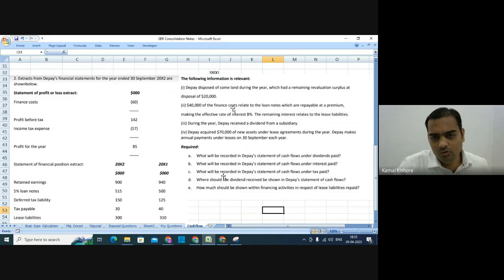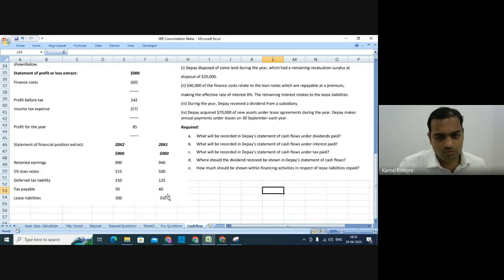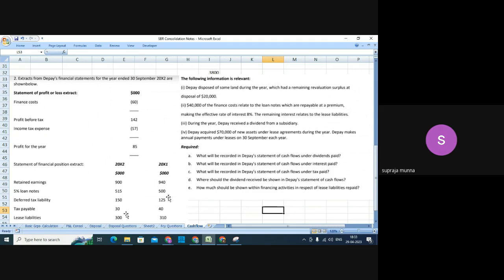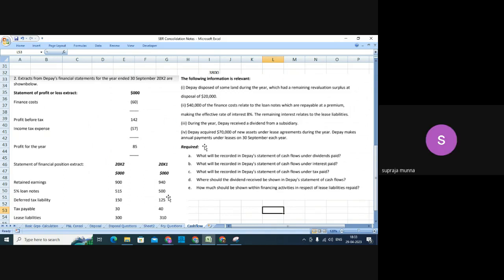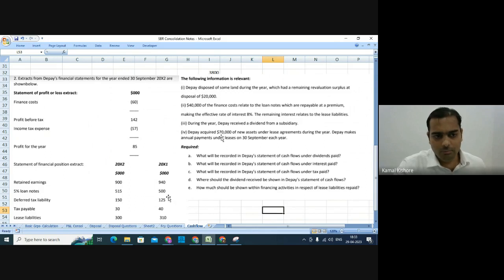Now, lease liability, are they telling anything? Yes, 310 is there, and then 300 is there. They're telling us the company makes annual payments under leases on 30th September each year. So what is the impact of this that we have to see? Once again, interest paid: as of now we are telling 25. Then we will see the impact of the leases. Here also you are paying interest.